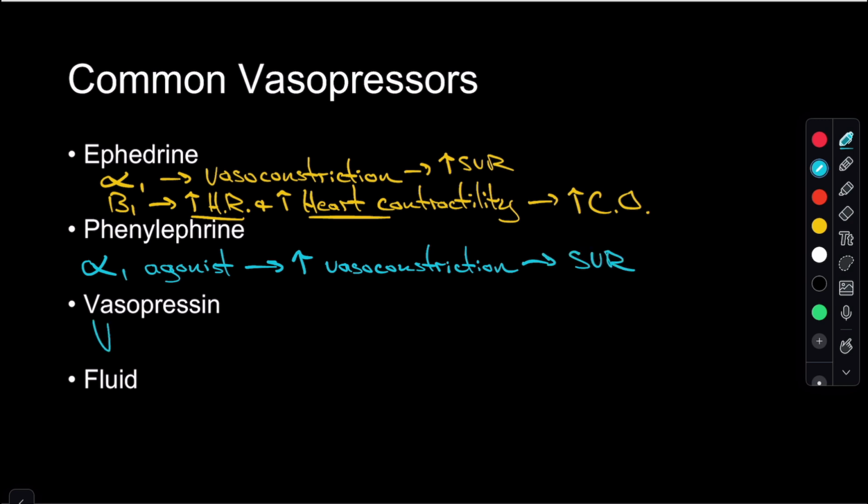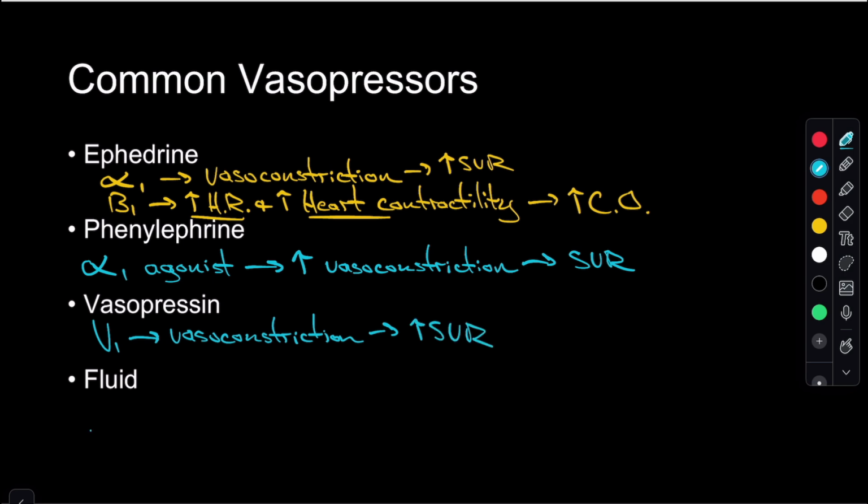Vasopressin is a vasopressin receptor agonist. These receptors are found in the peripheral vascular system, like alpha-1 receptors. They also cause vasoconstriction, which will increase your SVR as well.